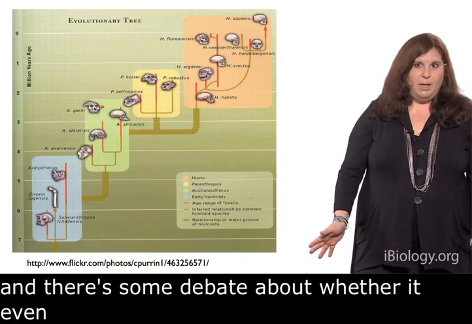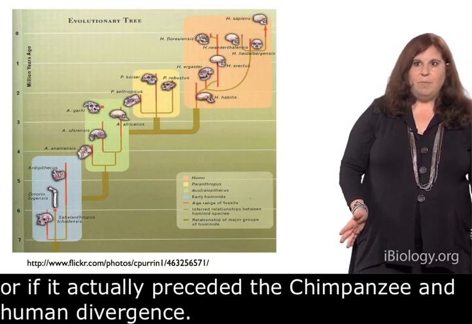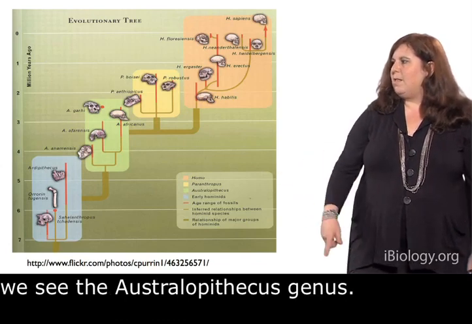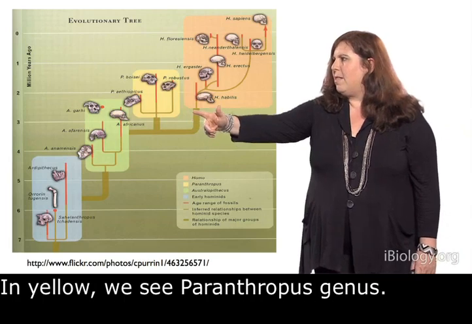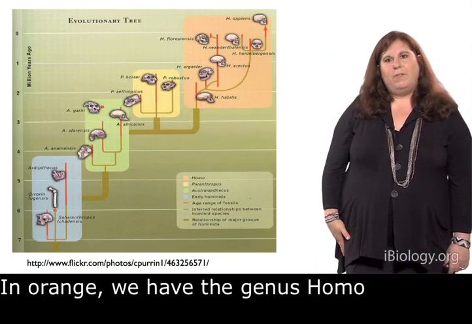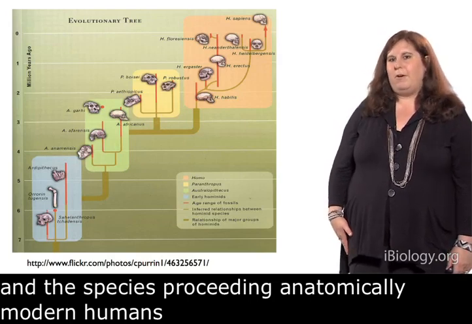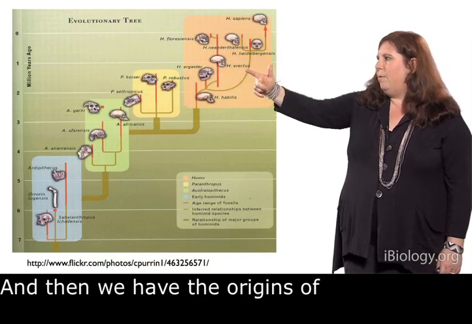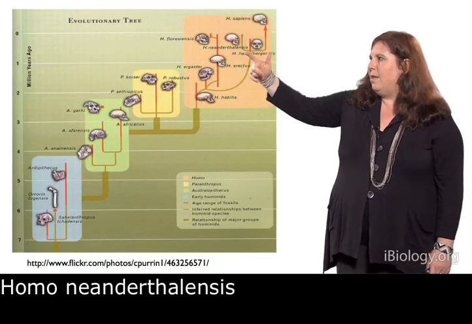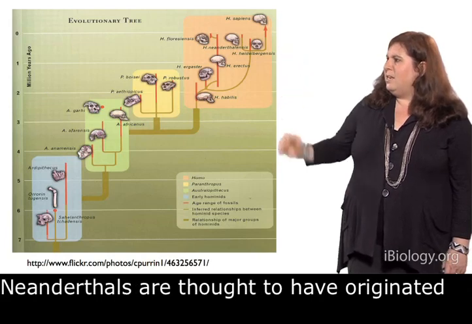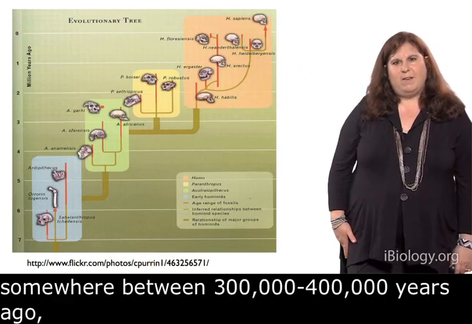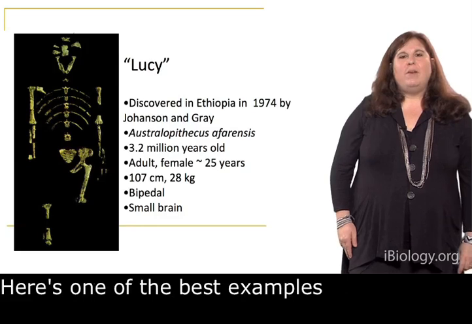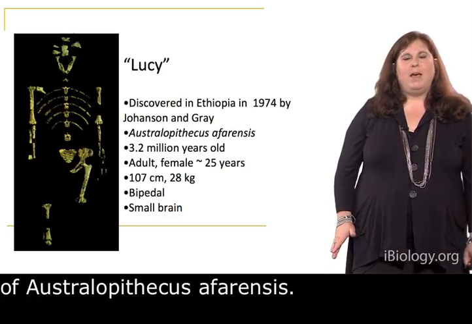And there's some debate about whether it even belongs on the hominid lineage or if it actually preceded the chimpanzee and human divergence. After that, in green, we see the Australopithecus genus. In yellow, we see Paranthropus genus. In orange, we have the genus Homo, and the species preceding anatomically modern humans is Homo erectus, dated to about 2 million years ago. And then we have the origins of Homo neanderthalensis and of anatomically modern humans. Neanderthals are thought to have originated somewhere between 300,000 to 400,000 years ago, and modern humans originated approximately 200,000 years ago.